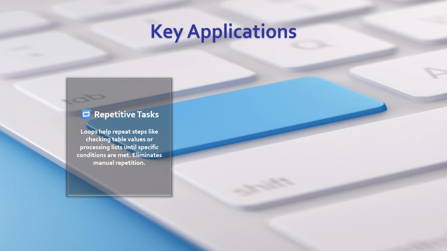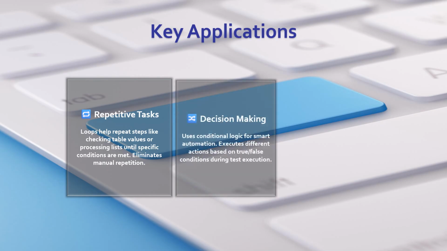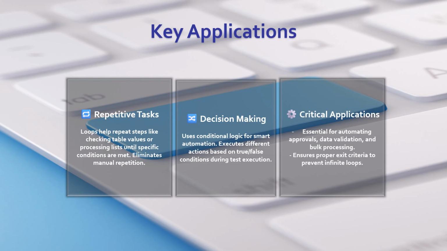At the same time, we may need to decide what action to take based on certain conditions, such as executing one step if a condition is true, another if it is false. That's exactly what loops and conditional logic are designed for. In Certify, they are essential for automating tasks like approvals, data validation, and bulk processing. It's important to make sure proper exit criteria is added to avoid infinite loops.